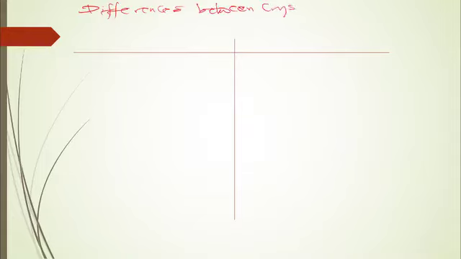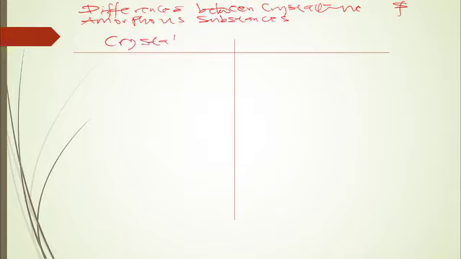Between crystalline and amorphous substances. So you can call it crystalline versus amorphous. So let's call this crystalline, and then let's call this one amorphous. So we're going to try to see the differences between the two of them.